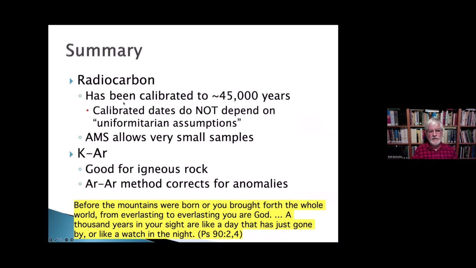So, summary: radiocarbon has been calibrated to about 45,000 years, and these calibrated dates do not depend on what the young Earth creationists like to call uniformitarian assumptions. And the newer AMS allows very small samples to be carbon dated. Potassium-argon is very good for igneous rock, and the argon-argon method corrects for anomalies that we might have.